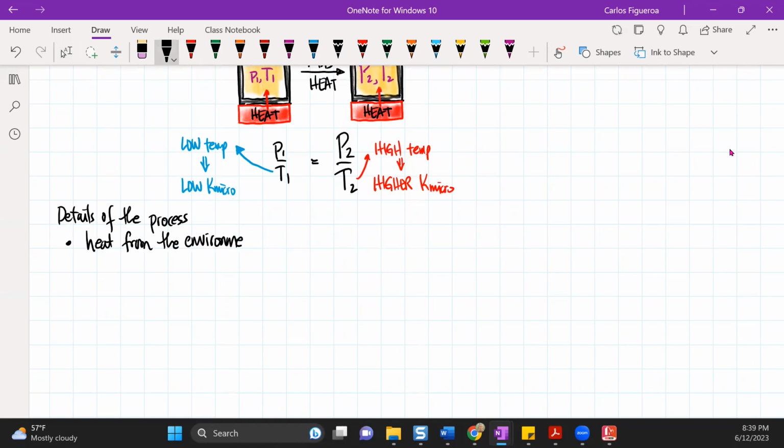And remember what I mean by environment again, is that it's not coming from the gas, it's coming from outside the gas. So heat from the environment increases temperature, and as a consequence, K micro. So then what you're seeing here is that now that I have a higher K micro, that means that you're going to have a larger impulse.